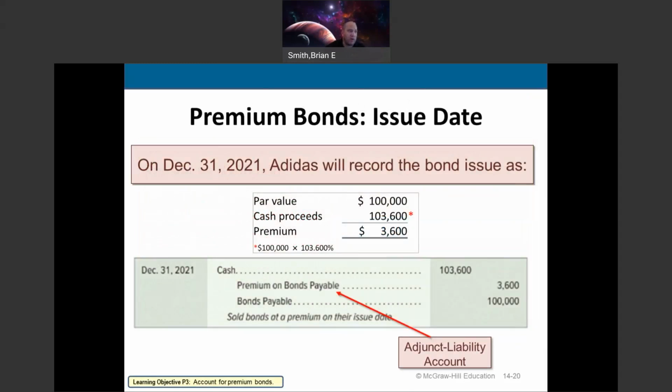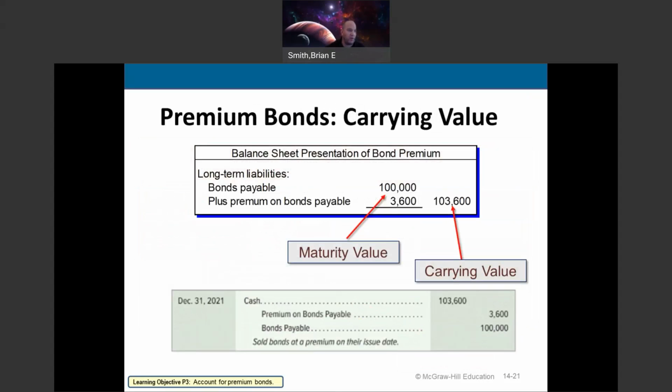Instead of a discount, we're going to have a premium, and we're going to have what's called an adjunct liability account. So basically, it's not a liability per se, but it coincides with a liability account. And this $3,600 is going to be held as a premium, and it acts very similar to the discount, except it's going to be in our favor. Basically, we're getting more money now than the bond would have originally given to us. It's basically us taking advantage of the higher market rate.